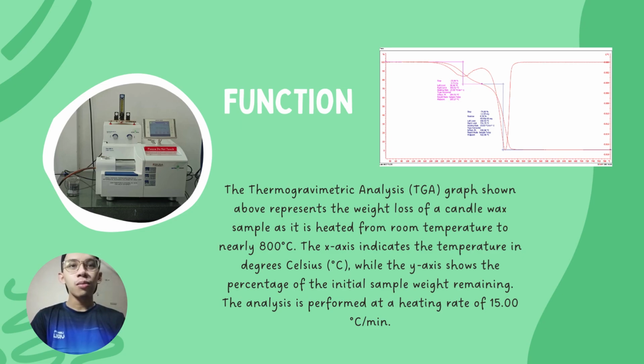Function. The thermogravimetric analysis (TGA) graph shown above represents the weight loss of a candle wax sample as it is heated from room temperature to nearly 800 degrees Celsius. The x-axis indicates the temperature in degrees Celsius, while the y-axis shows the percentage of the initial sample weight remaining. The analysis is performed at a heating rate of 15.00 degrees Celsius per minute.